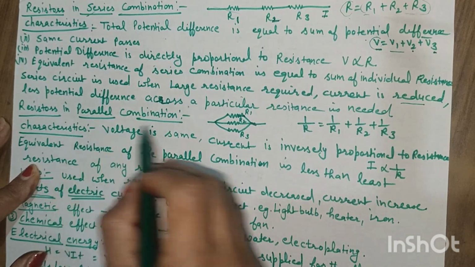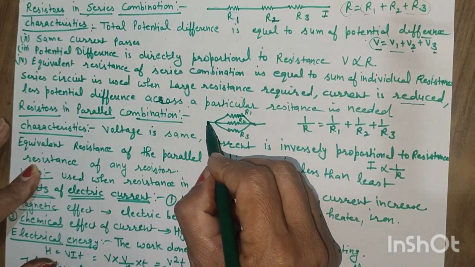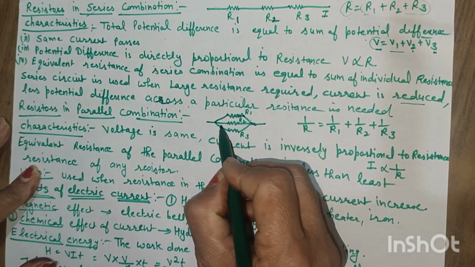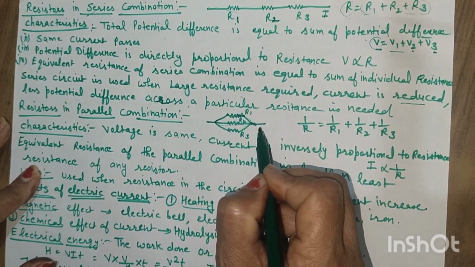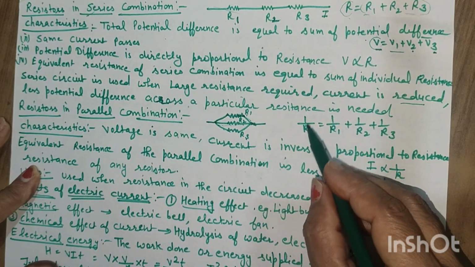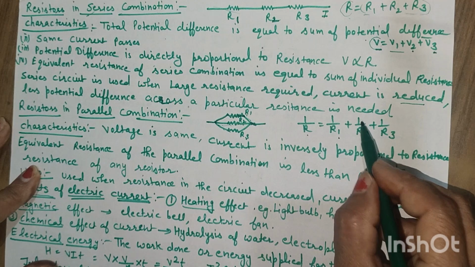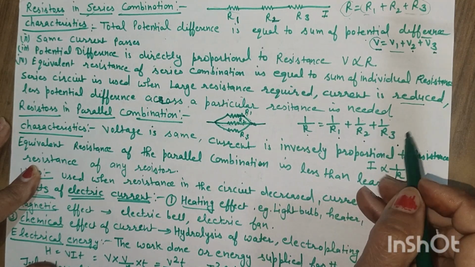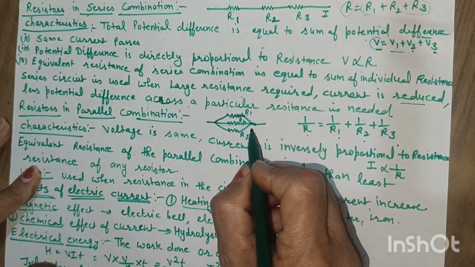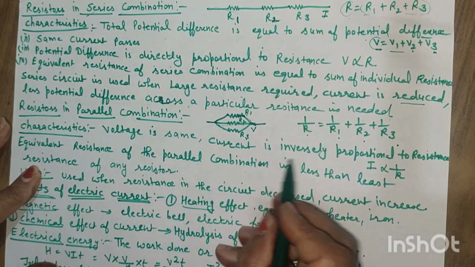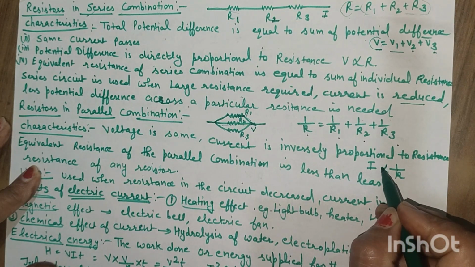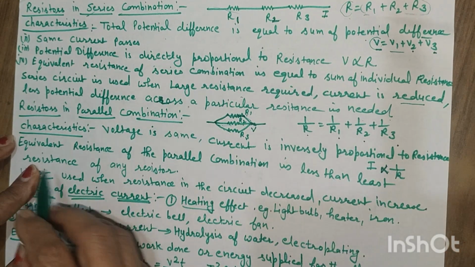Now resistors in parallel combination. When resistors are connected like this, one end with the other and only two ends are connected, and this is R1, R2 and R3, the formula is 1 by R is equal to 1 by R1 plus 1 by R2 plus 1 by R3. Here voltage is the same. Current is inversely proportional to the resistance, according to Ohm's law.